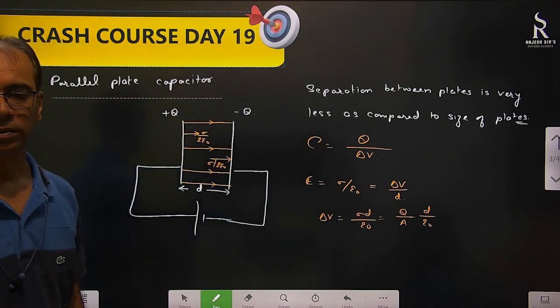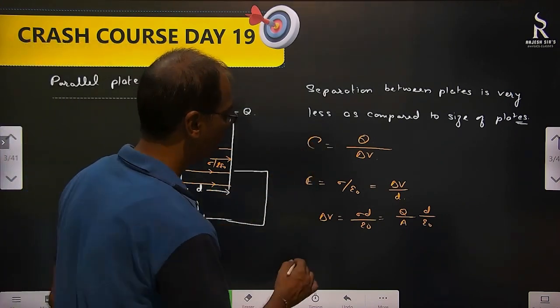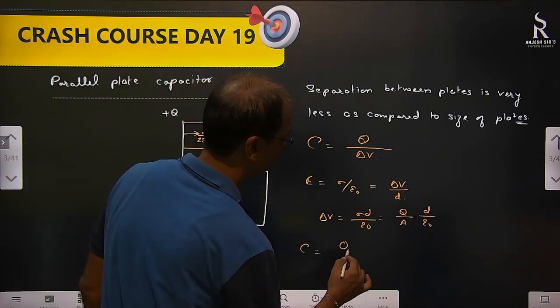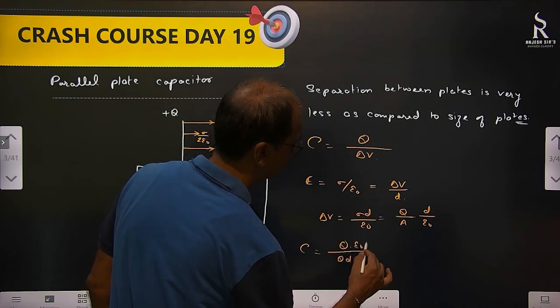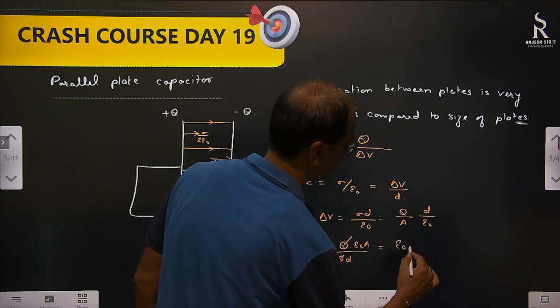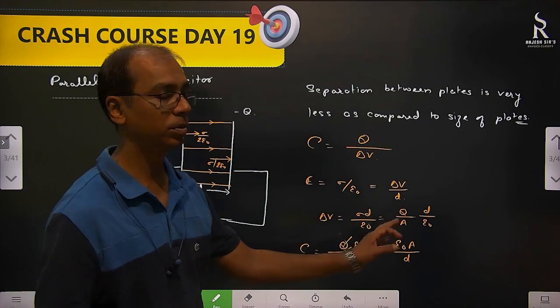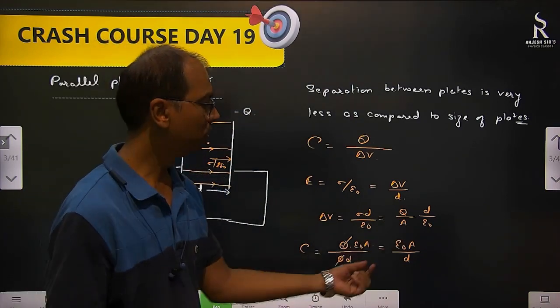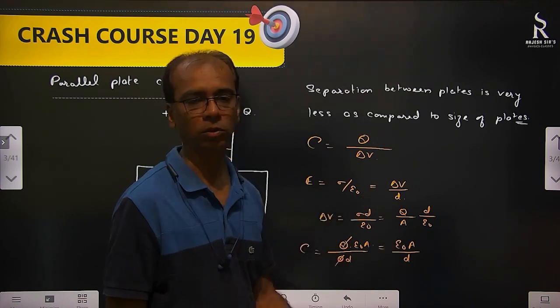This is delta V. And Q is the charge on the positive plate. So let's put it over here. So we get the C value: C is Q by Q d by epsilon naught A. The Q gets cancelled. C is epsilon naught A by d. So the capacitance of a capacitor doesn't depend on how much charge you have given. It depends on its size, A and d, and it may depend on its medium also.